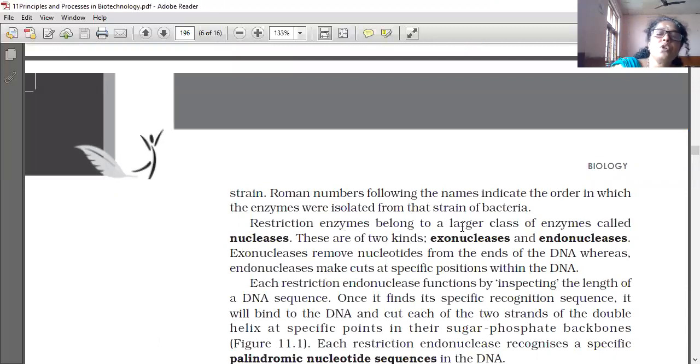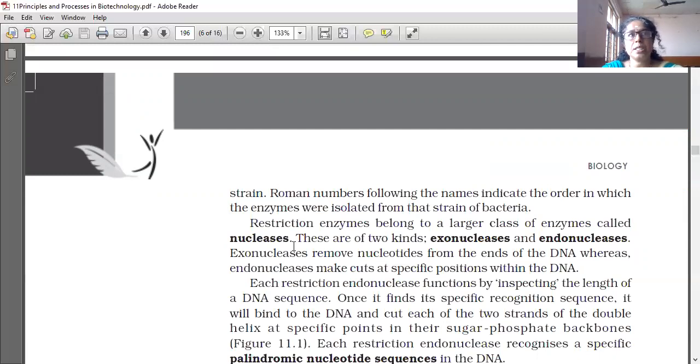Restriction enzymes belong to a larger class of enzymes called nucleases. Restriction enzymes are used to cut DNA. The location of DNA is inside the nucleus, so first the nucleus must be broken, then only can it cut the DNA. In that sense of nucleus breaking, it got the name nucleases.